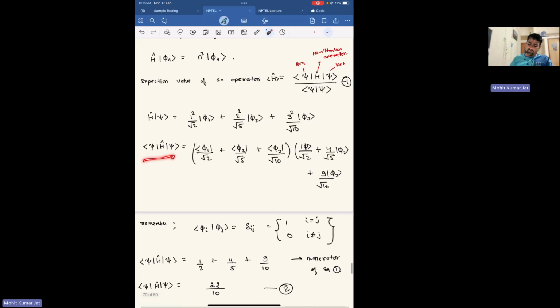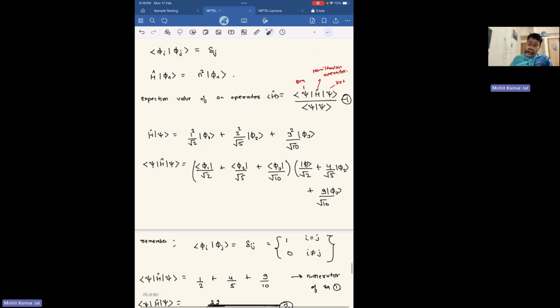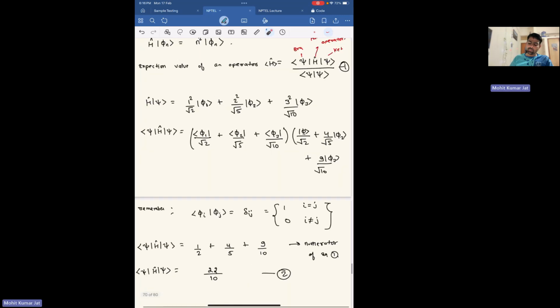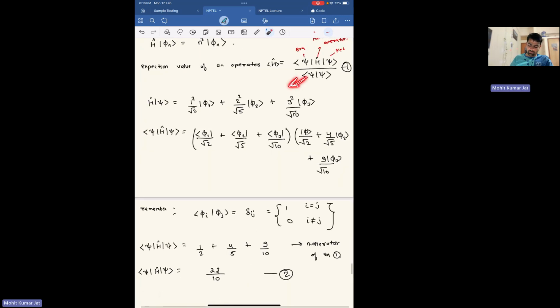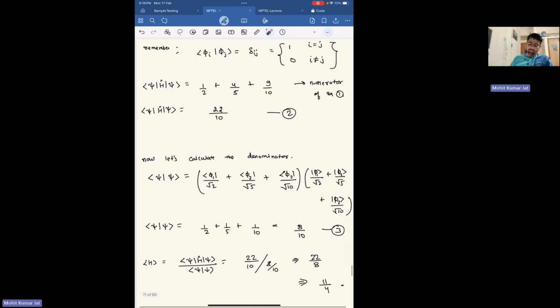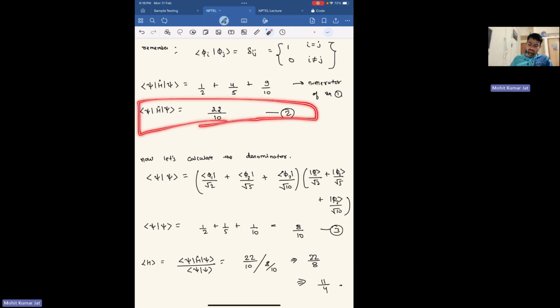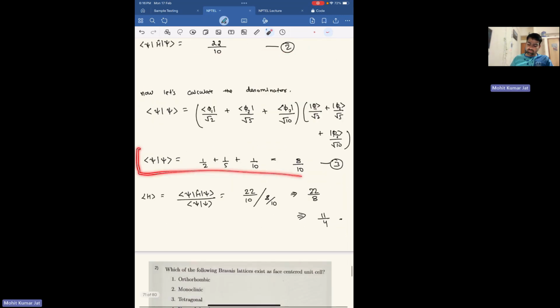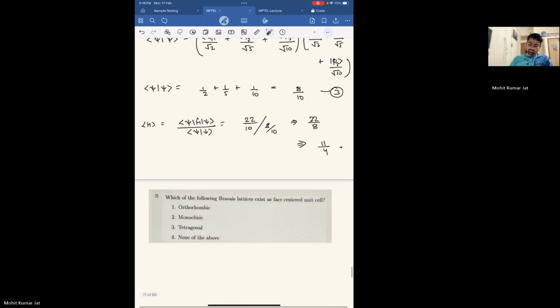So the psi is calculated, expectation value of H, and expectation value of an operator is given by this relation. The bottom part is for the normalization factor. So the first term is like this if you operate it. The second is the normalization factor, this 8 by 10. Substitute these 2 and 3 here, and what you get is 11 by 4. So that's the first question.